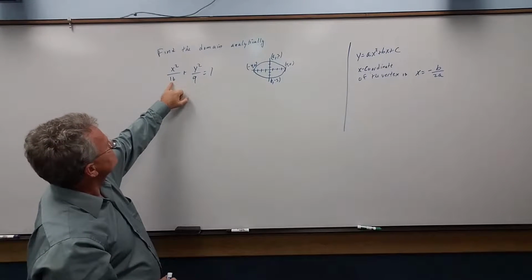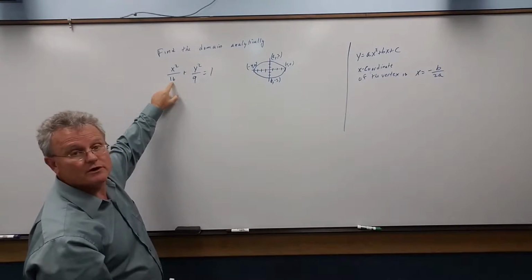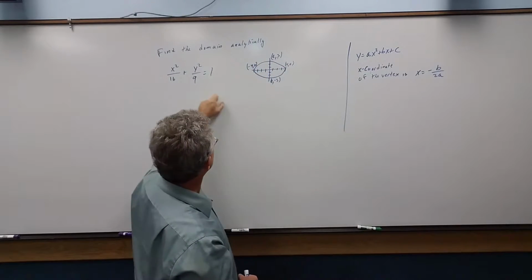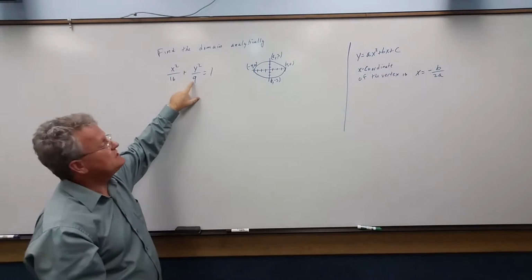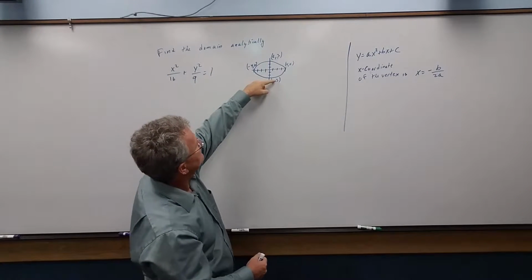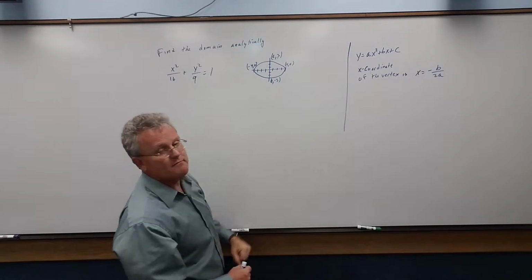The larger number is under the x squared, so A is 4 because 16 is 4 squared. That's where these 4's come from. B is 3 because the square root of 9 is 3, or 9 is 3 squared. And that's where those distances of 3 come from.